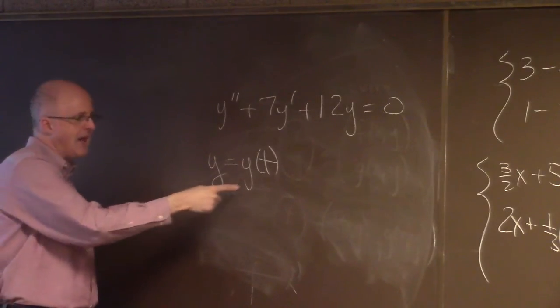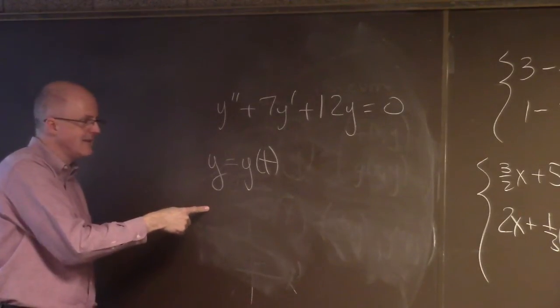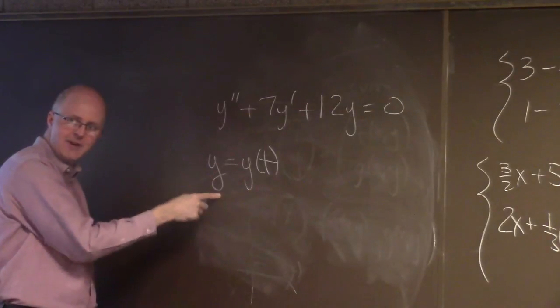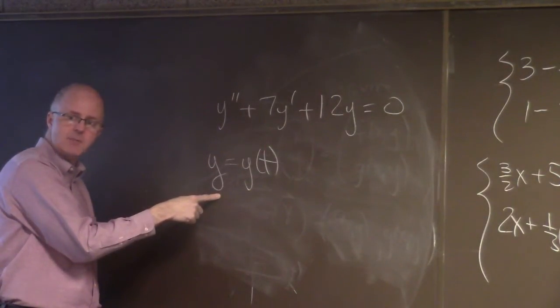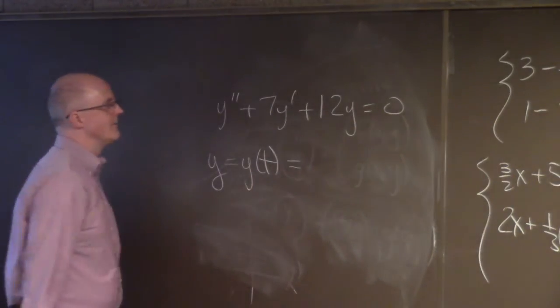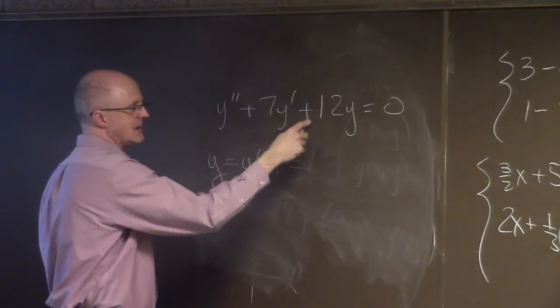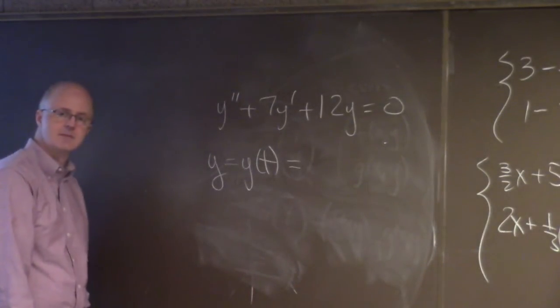You should be okay with abusing notation like that. I could write y, I could write y of t, I could say they're equal. Technically, that's bad because I'm giving the same letter to the function name and the variable name. But it's the kind of thing we don't worry about in here. You're looking for a function whose second derivative plus 7 times its first derivative plus 12 times the function is always equal to 0 no matter what t is.